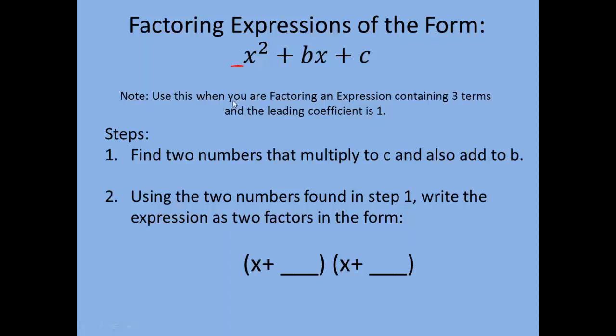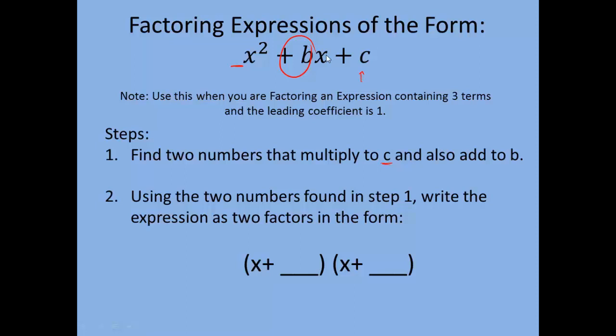That's why I don't put a variable there, because it's always going to be a 1 in front of x squared when you use this factoring method. So our first step is to find two numbers that multiply to c. When I say multiply to c, I mean they have to multiply to whatever the last term is, and they also have to add to b, whatever that middle coefficient is.